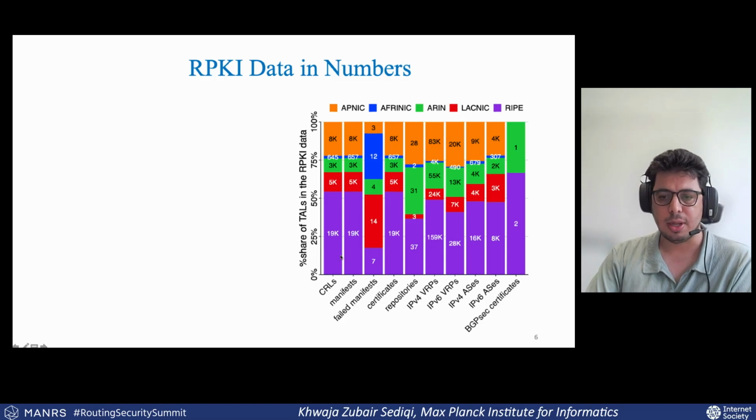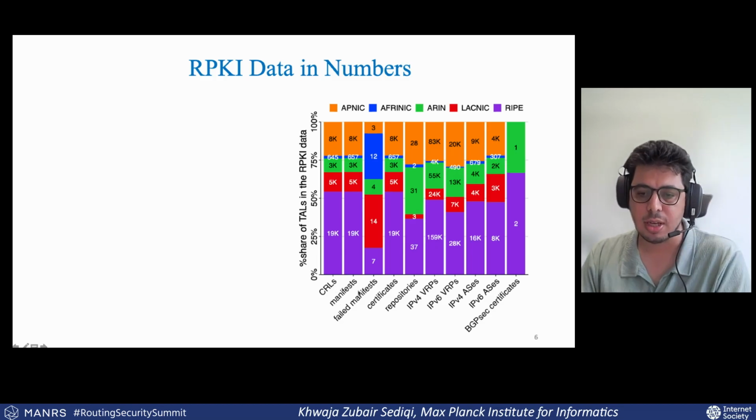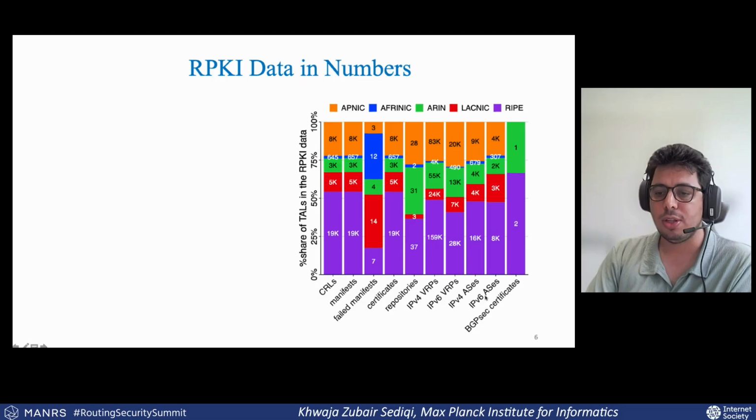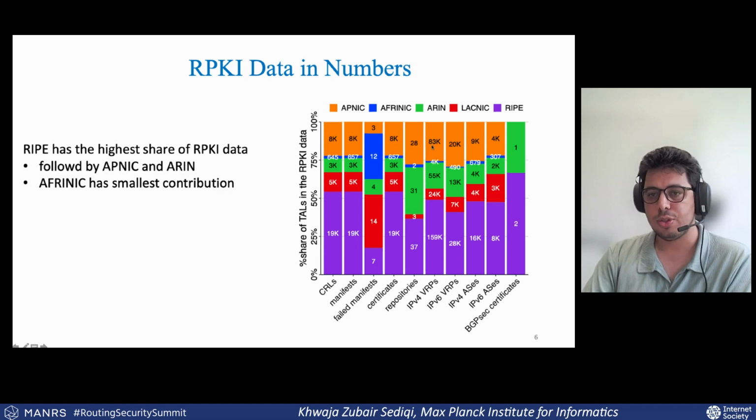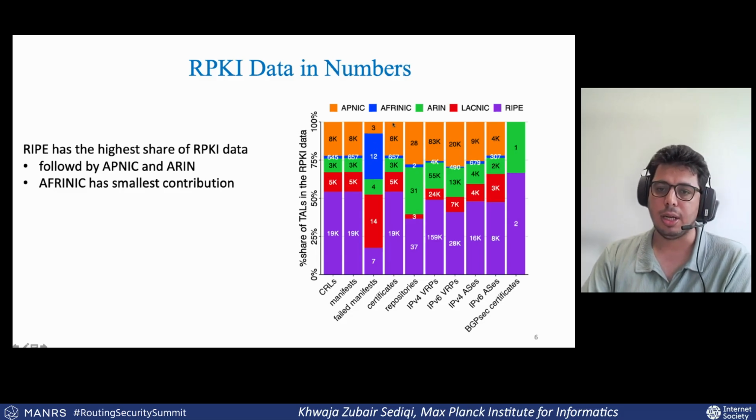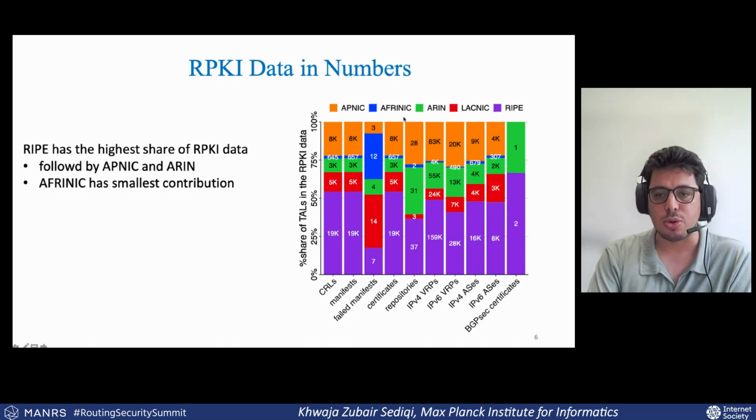As you can see in the plot, the number of certification CRLs or certificate revocation lists, manifest, failed manifest, and all the other parameters, including IPv4 and IPv6 VRPs and autonomous systems here. The RIPE one is dominant. Basically, RIPE contributes to the largest fraction of the RPKI data. It's followed by APNIC, shown in orange for most of the components, and also ARIN in green. And yeah, the LACNIC and AFRINIC contribute to the smallest portion of the RPKI data that we validate.